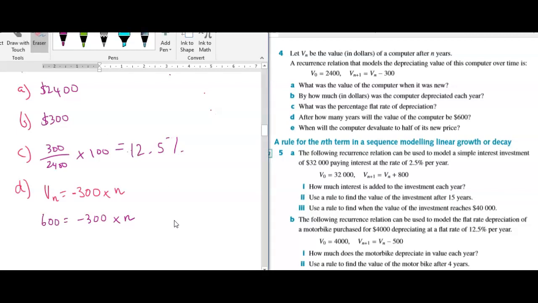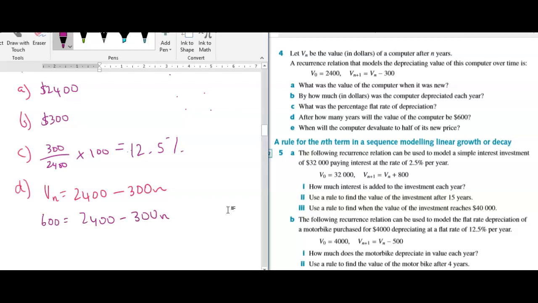Sorry, girls. I shouldn't be doing these videos late at night because I miss things. It's the initial value. I was just wondering why I was getting a negative value. So we've got to start off with the initial value, 2,400 minus 300n. I knew when I was doing it, I was missing something. Okay, so 2,400 minus 300n.